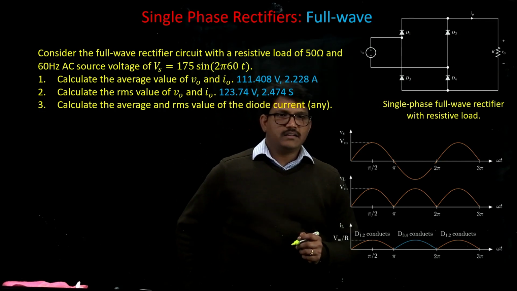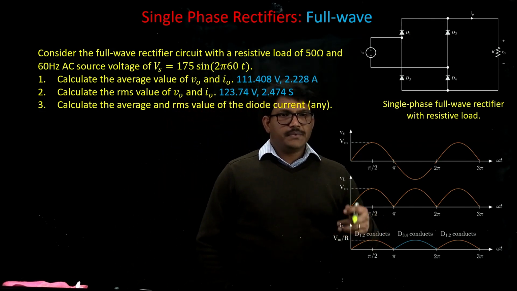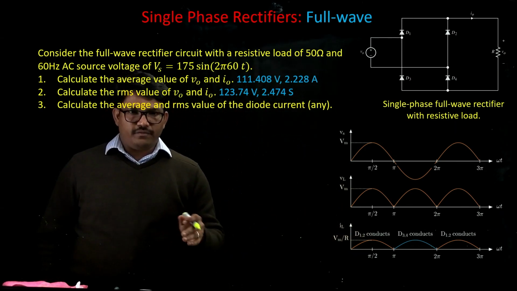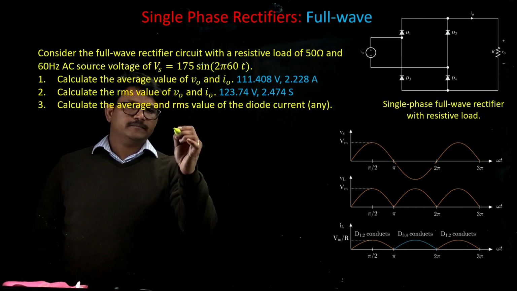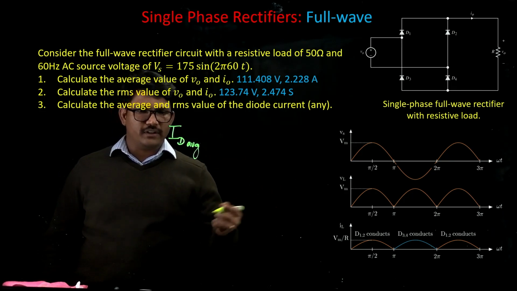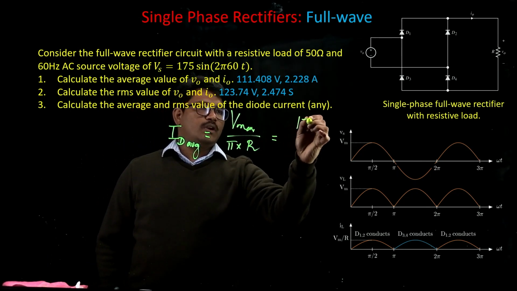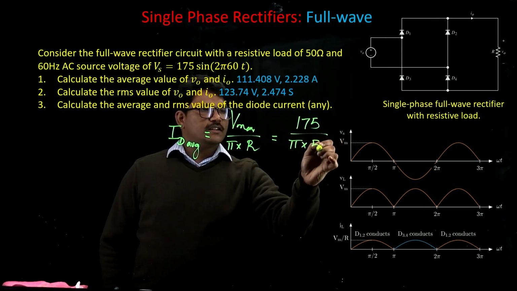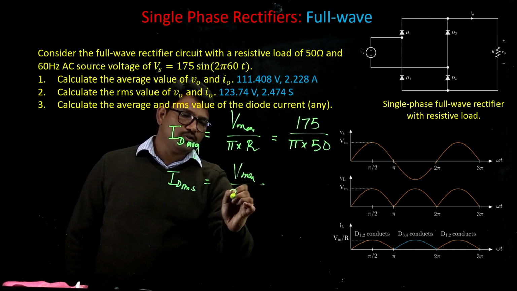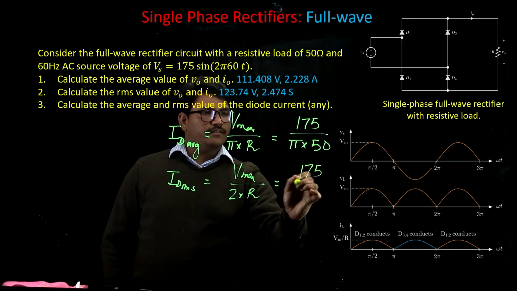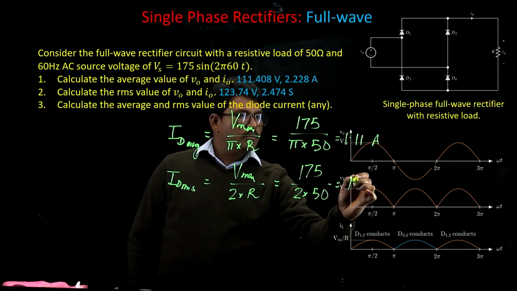If you want to calculate the average and RMS values of the diode currents, as we discussed, they will be similar to those of a half wave rectifier. For the half wave rectifier, I diode average, for any diode in this circuit, is Vmax upon pi multiplied by R. Vmax is 175, and the resistance is 50. Similarly, I diode RMS is Vmax upon 2 multiplied by R, which is 175 upon 2 times the resistance of 50. You'll get this as 1.11 amp and this value as 1.75 amps.